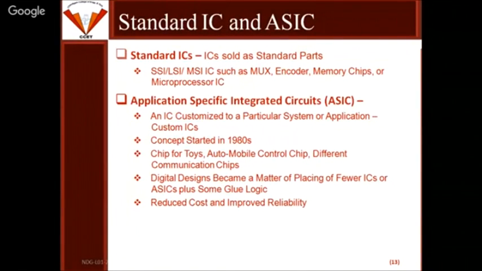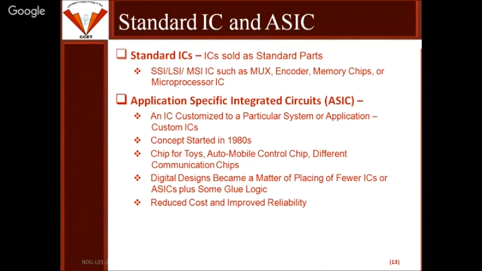What is the difference between a standard IC and an ASIC? Standard ICs are from different generations, SSI, LSI, and so on, and we create microcontrollers or microprocessors like that. Also multiplexers, encoders, gates, which we use day to day in the laboratories, like the AND gate IC, you just use that IC and create the application. Application specific integrated circuits are basically ICs customized to a particular system or application. They will not be used for another application, and these are termed custom ICs.